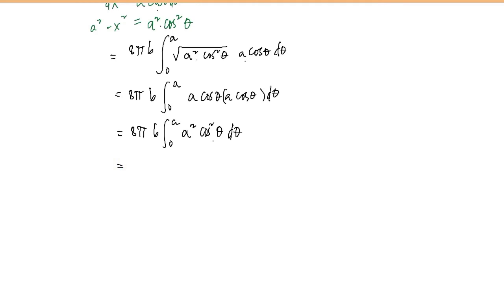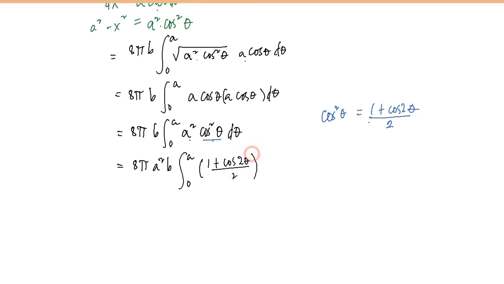This is equal to, since this a squared here is constant, ay pwede na natin siyang i-factor out. We have here 8 pi a squared b, and from our trigonometric identity, we know that the cosine squared of theta is equal to 1 plus cosine 2 theta over 2. So, i-replace natin itong cosine squared natin by 1 plus cosine 2 theta over 2. So, we have here the integral limit from 0 to a of 1 plus cosine 2 theta over 2 d theta.